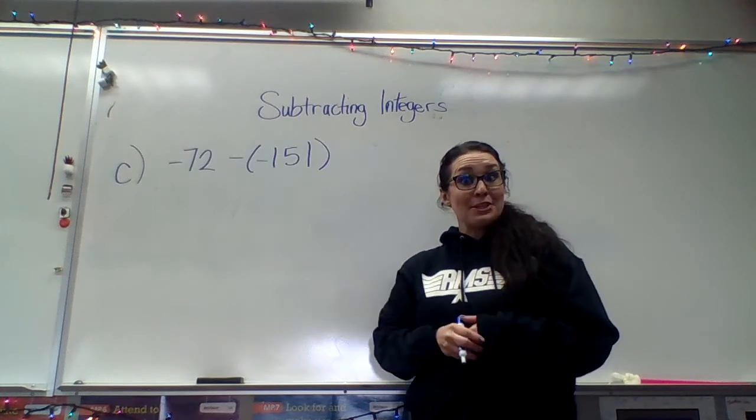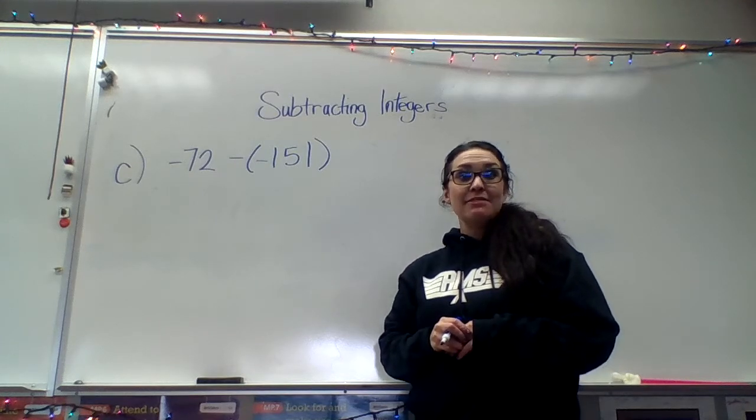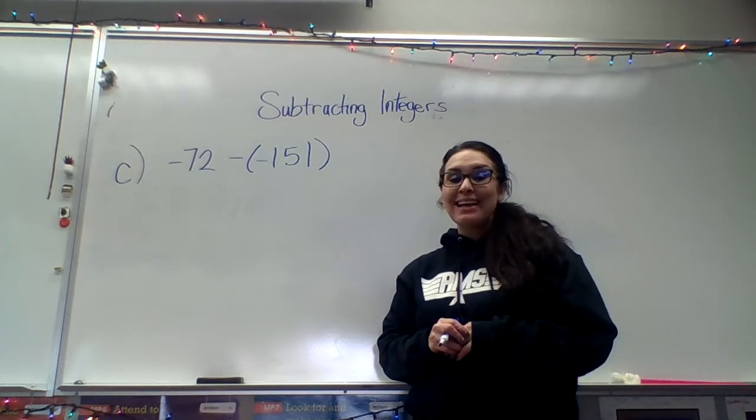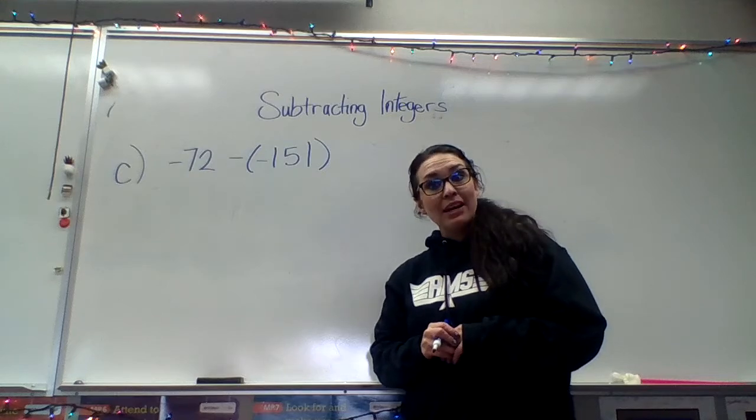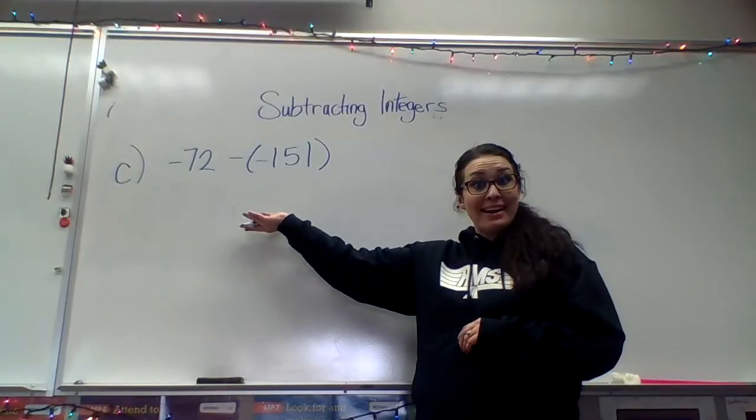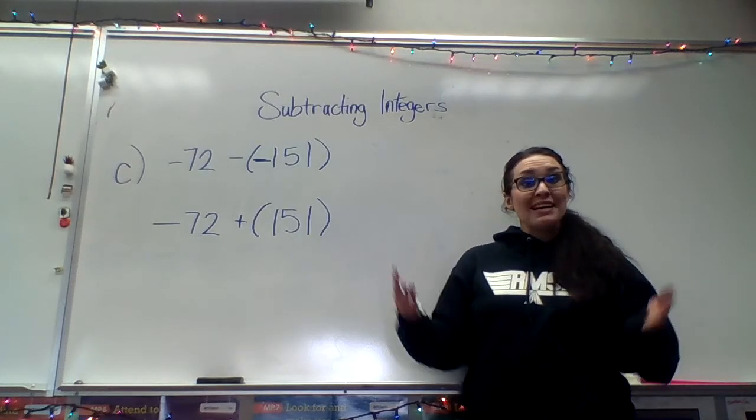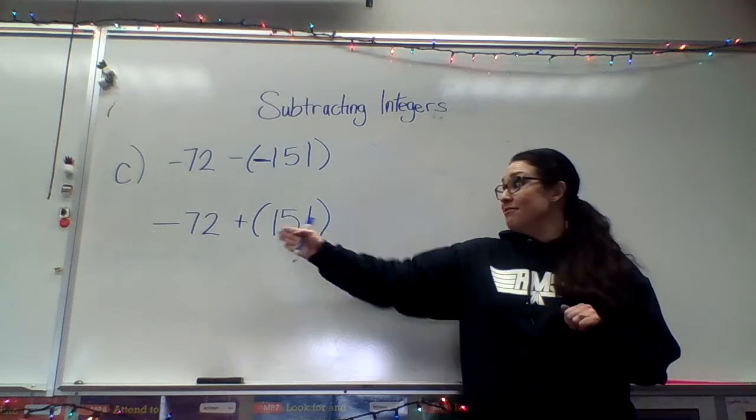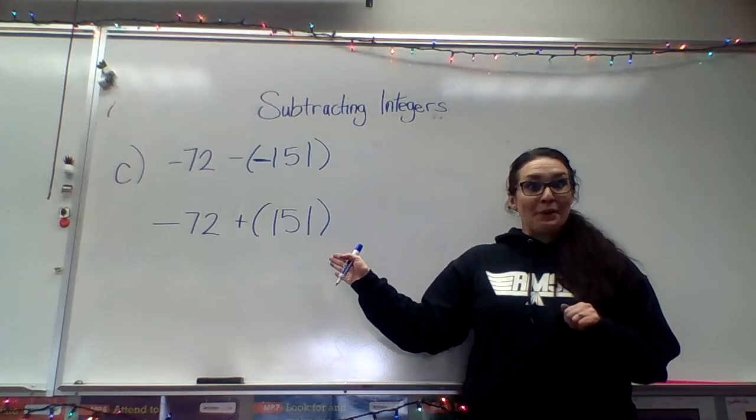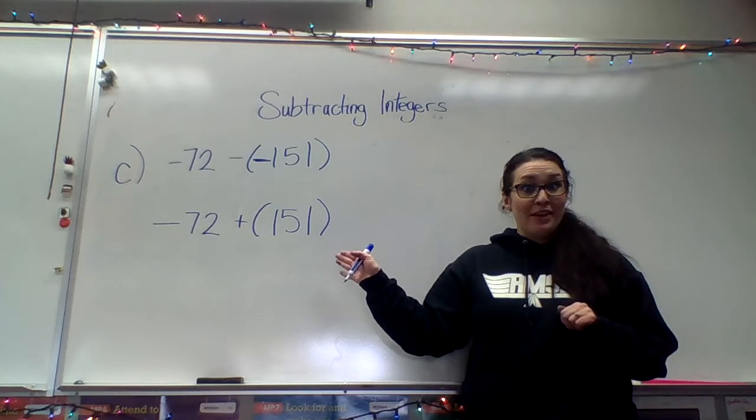All right, so again, here is problem number 6C on page 30. We have negative 72 minus a negative 151. How could I write this problem using that additive inverse? If you remember your adding integers rules, when you are trying to add two integers that have different signs, remember you first try to find the difference between the absolute values.